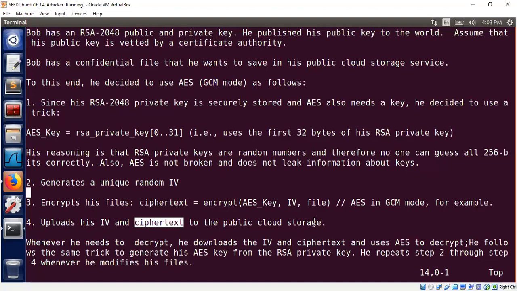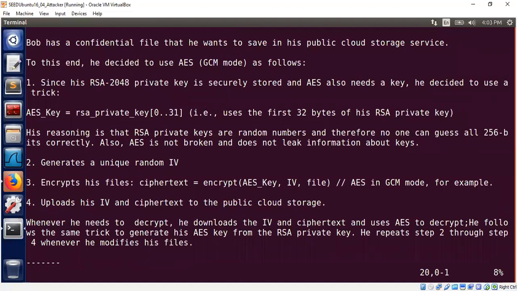So the cloud storage provider would not be able to decrypt it because the RSA private key is not there, nor the AES key. So that's what Bob thought, he's fine with this approach. Whenever he needs to decrypt, he will simply download the IV and the ciphertext from the public cloud storage provider. And of course, you need an AES key, so he will repeat step number one. He has his RSA private key. He will take the first 32 bytes of it to produce an AES key. Then he will call the decrypt function, which will happily give him back the file.